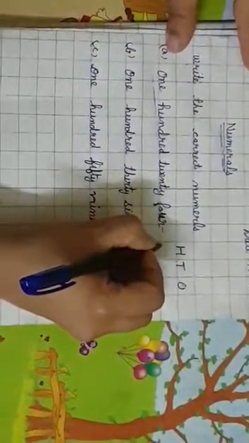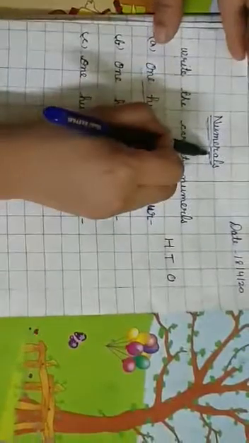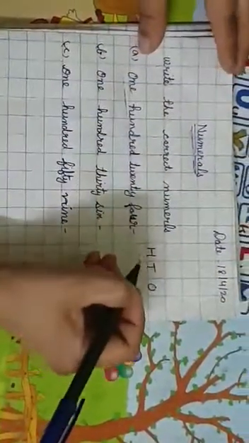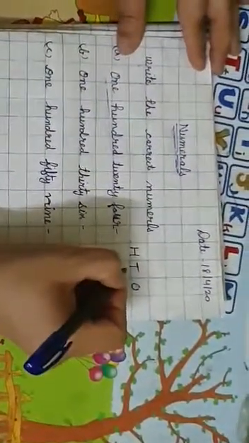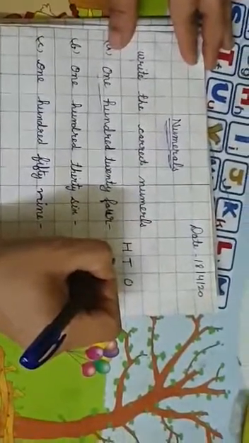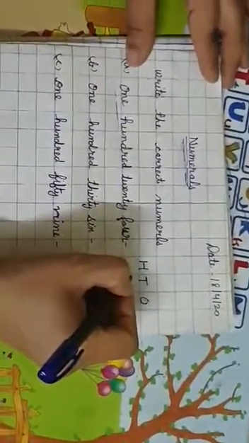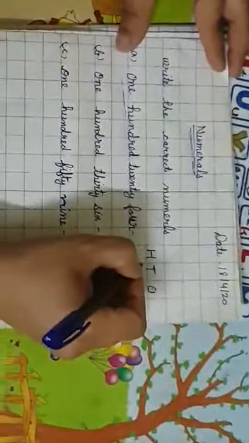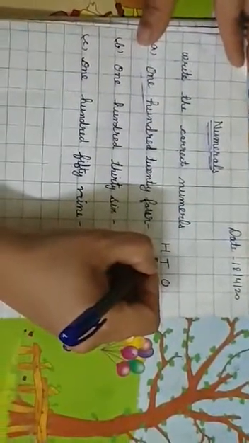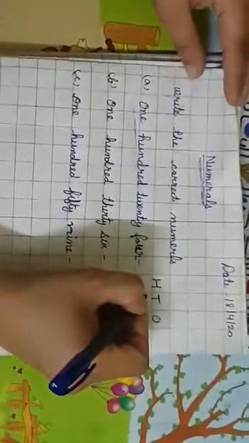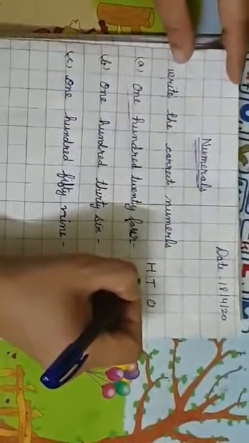In this class, you will learn about the numerals. In KG class, you have already learned about the numerals of 2 digits. In this class, we will do the numerals of 3 digits. Before that, let us revise the numerals of 2-digit number.